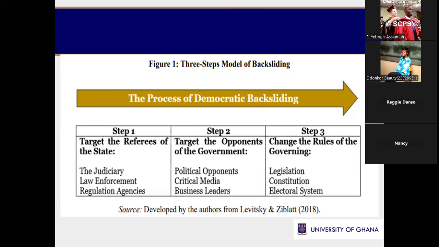So Levitsky and Ziblatt argue that in step 1, what autocrats do is target the referees of the states. And I want to ask this question. When we were talking about liberal democracy, my dear friends, we mentioned that liberal democracy will reduce the powers of the state and give to who? To the people. Good. So it is a game. It's a match. And who are the players? The government, or if you like, the state, and the people. These are the players. They are playing.